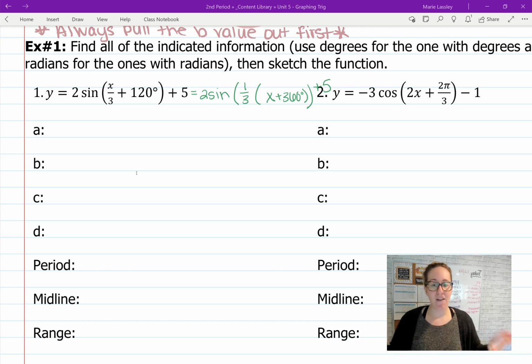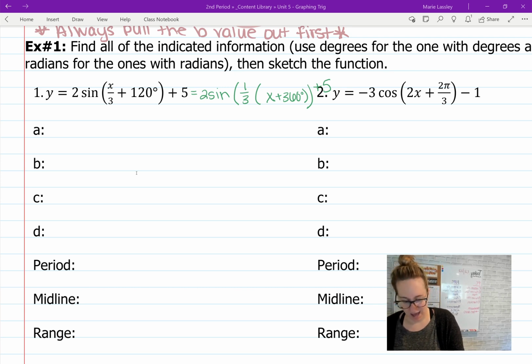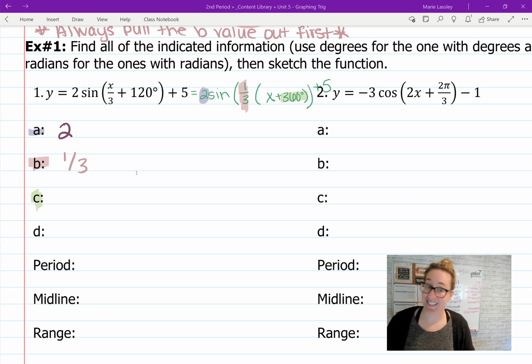All right, so now we have it written in the correct transformation equation that we wanted. So now we're going to pull out our A, B, C, and D values. All right, so A, that's the number out front. That's 2. All right, B, that's that 1/3 that we pulled out. All right, C, that's the 360, not 120.